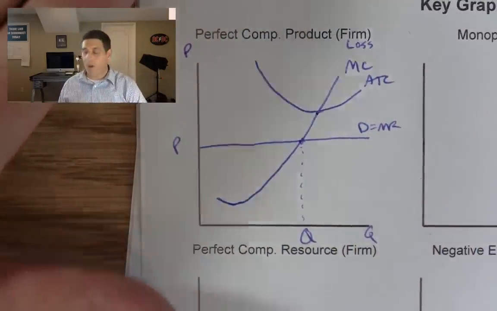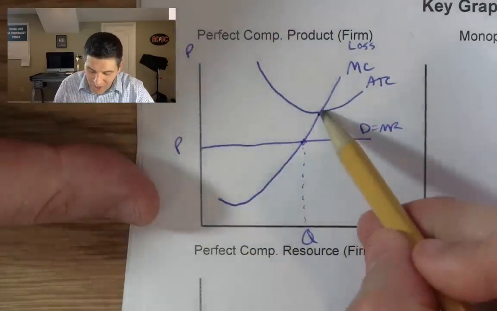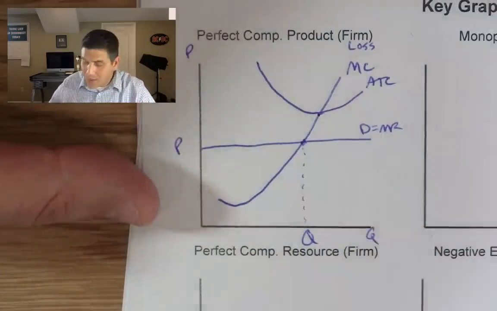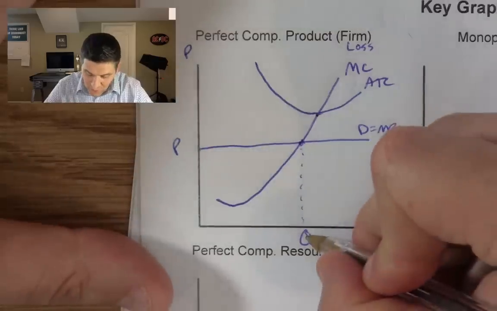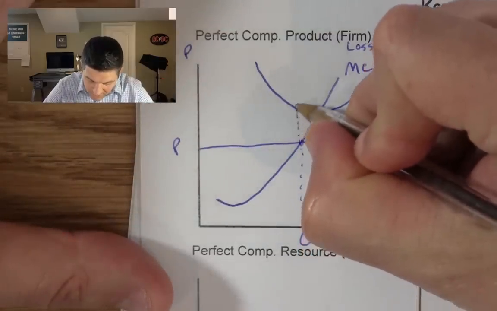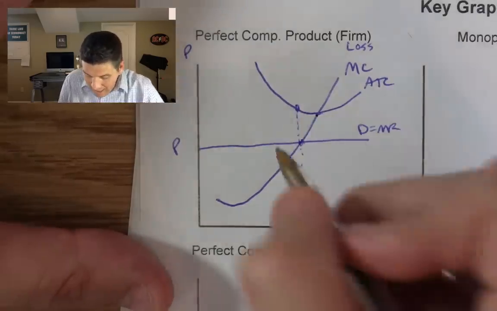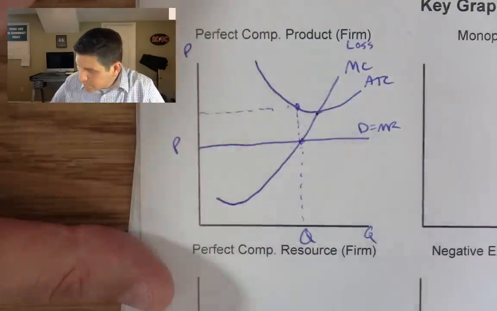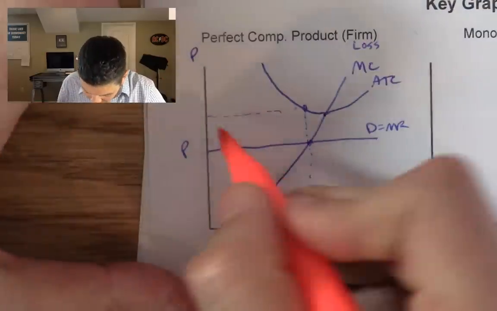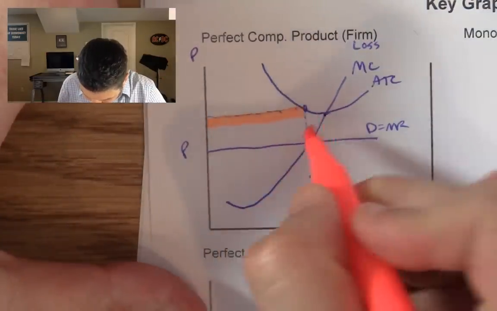We got to make sure to label it the right way. Students sometimes want to go over here for some silly reason. I don't know why. You got to go up to the ATC, which makes sense. At this quantity, that is the average total cost. It's the vertical distance. Don't go off to the side. And over is here. Let's make this thing pretty. There is your loss box right there.